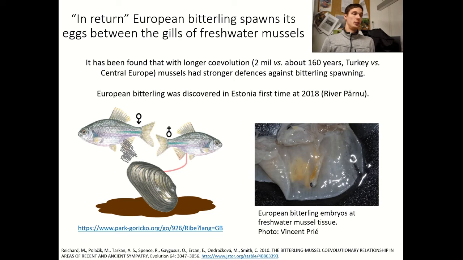And researchers found out that in places where co-evolution between mussels and bitterling has been taking place significantly longer, 2 million years versus about 160 years, the mussels have a better defense mechanism against the fish spawning.